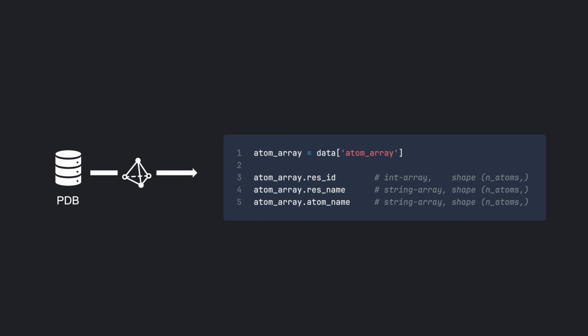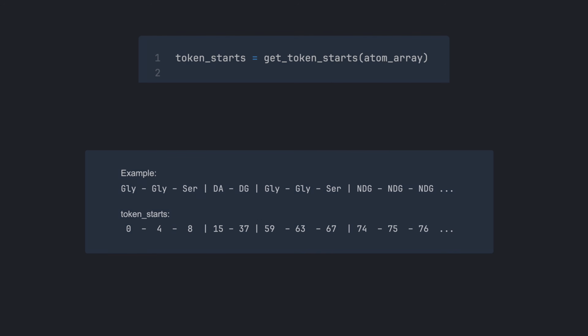After loading a PDB entry or a sequence with AtomWorks, it is represented as a so-called atom array. An atom array is basically a set of named NumPy arrays of shape number of atoms. It contains annotations such as atomarray.resID, atomarray.resName, or atomarray.atomName. These are just NumPy arrays, so we can index them with all the standard techniques: slicing, Boolean indexing, or integer indexing. AtomWorks also provides some convenience methods, such as getTokenStarts.